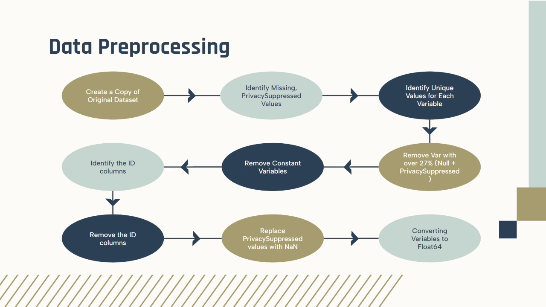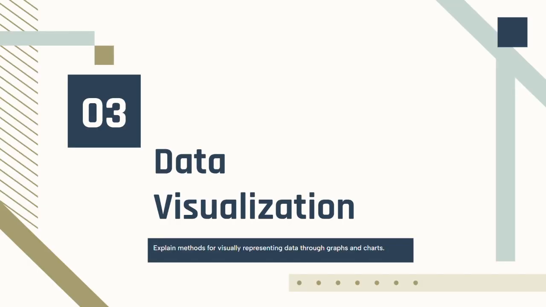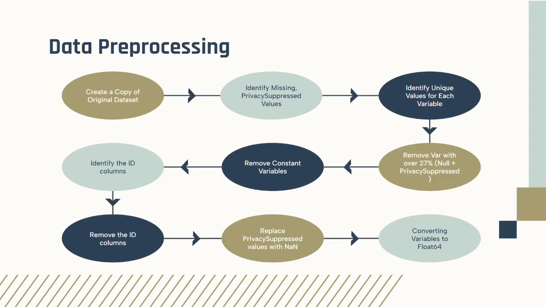We are also focusing on the ID columns, as ID columns have really little information value. Post removal of all these features, we are left with 455 variables. For these variables, we'll be replacing the privacy suppressed values with null values, as privacy suppressed are unknown values. They give the same trend as the null value. Basically, they are missing values. And for our further analysis, we have converted all our features into float.